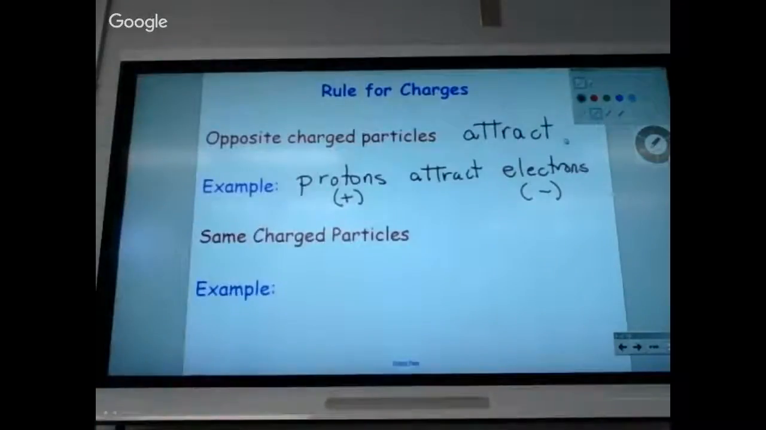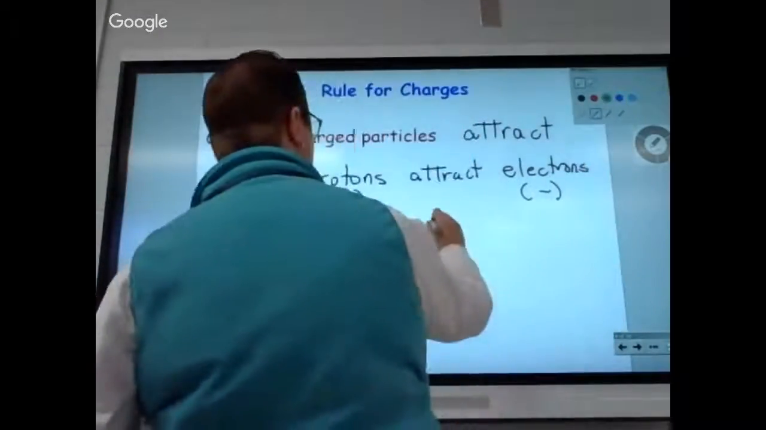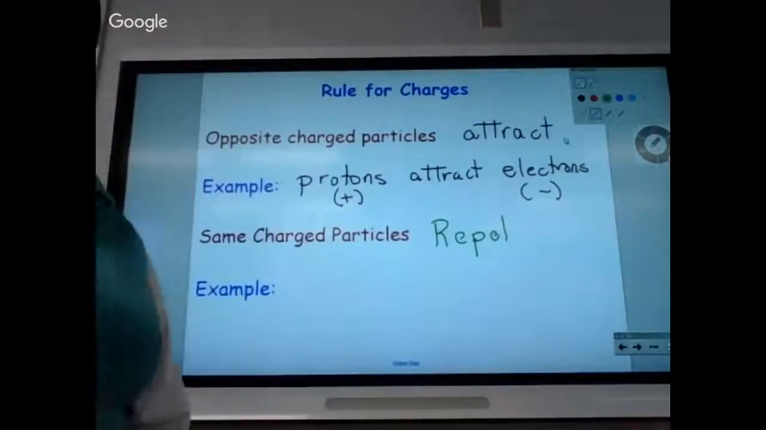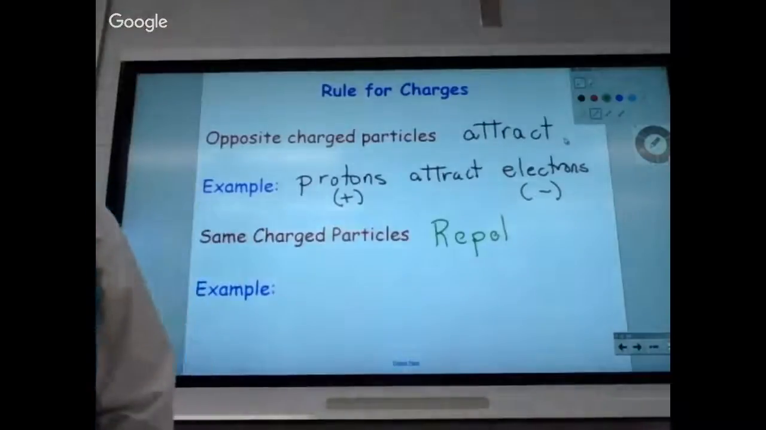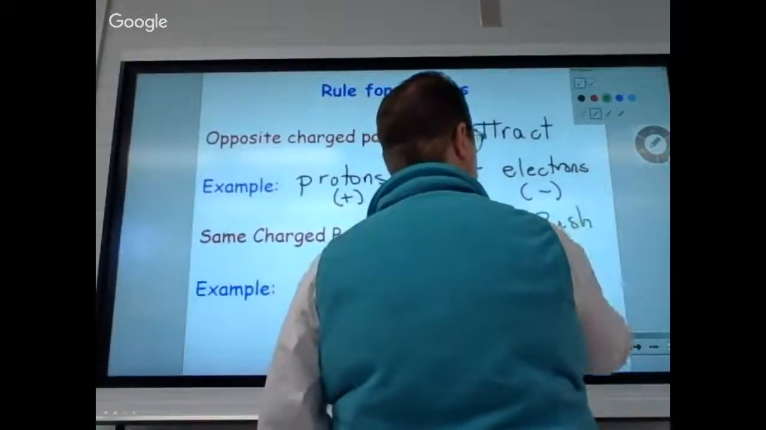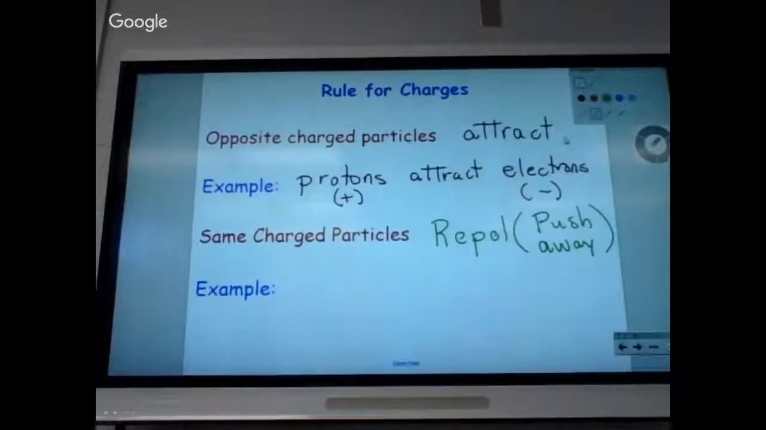Now, what do same charge particles do? They repel. Things that have the same charge repel. Now, I use repel a lot in this unit and in the next unit. What does the word repel mean? That's right, push away. It means to push away. Because I'm going to use that word, you need to know what I'm talking about when I say something repels each other. They push away.